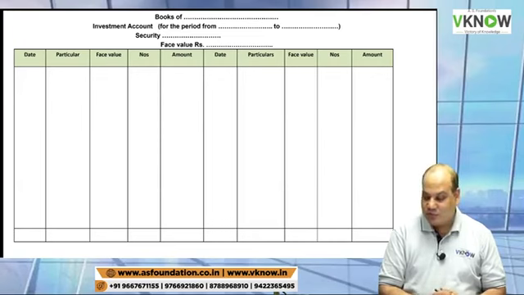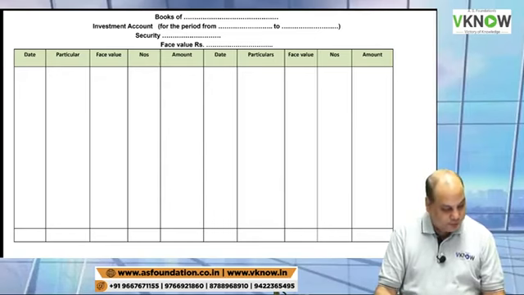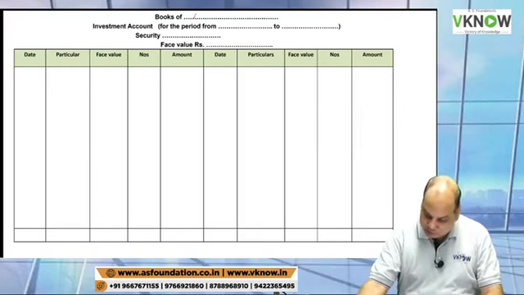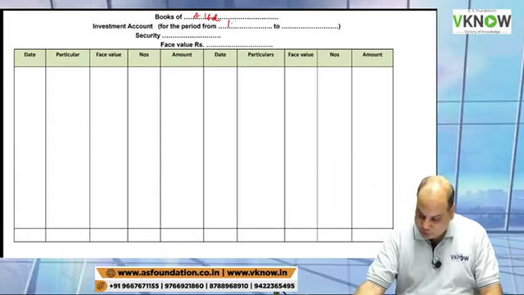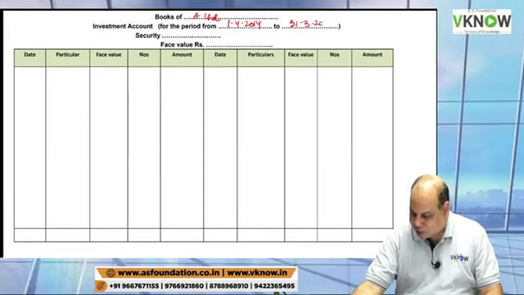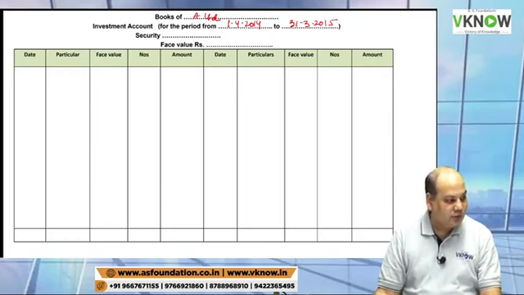Madhuvanti Jaraman, please write down: books of A Limited. Investment account for the period from 1/4/14. Write down in good handwriting with proper columns. This will give you full 8 marks. This question is for 6 to 8 marks. Okay. Now, Mr. Sunny, start writing.